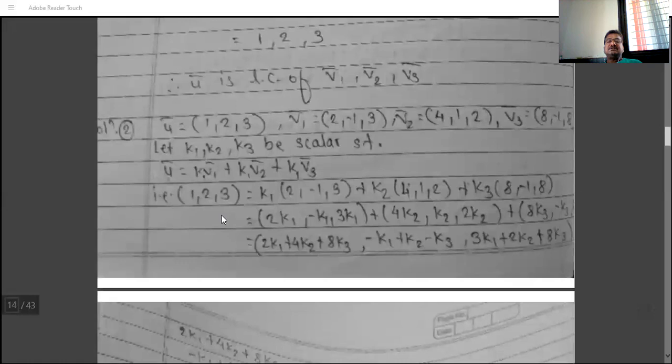This is a non-homogeneous system, because the right-hand side values are not all equal to 0. If these values in the place of 1, 2, 3 are all 0, then it is a homogeneous system, and a homogeneous system is always consistent. But this is a non-homogeneous system, so it may be consistent or not consistent.